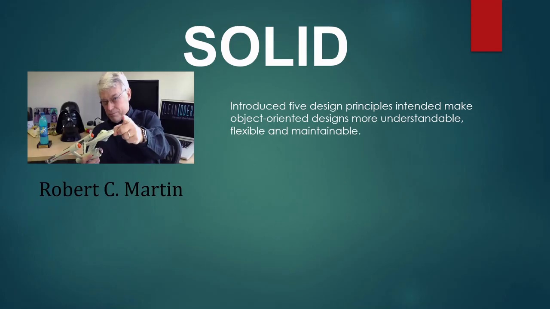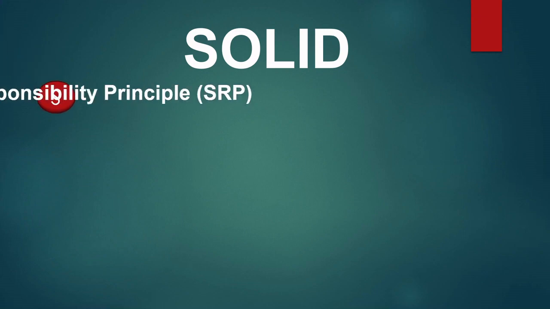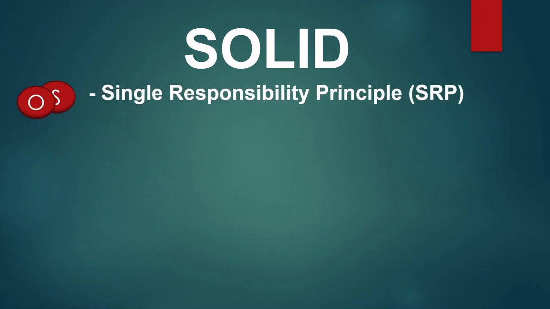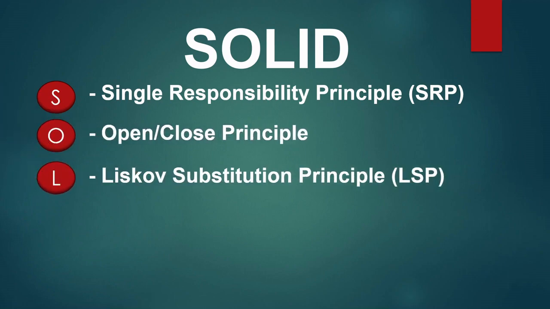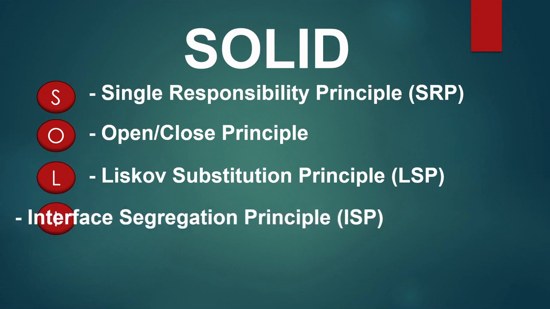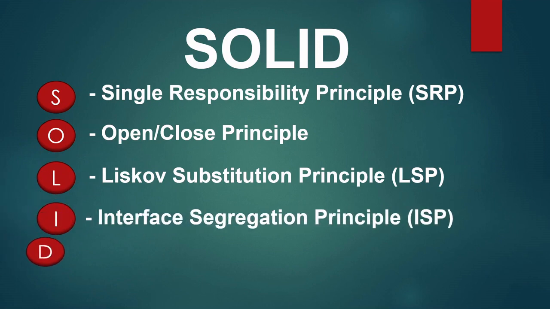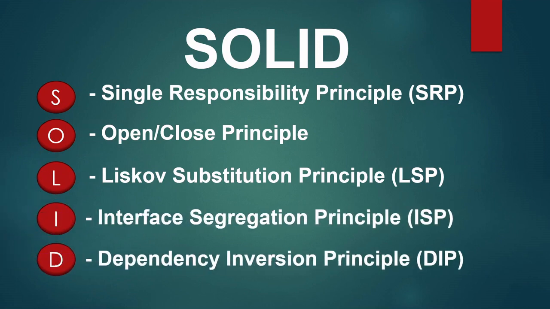Now let's see what are the five design principles available in SOLID. Each letter in the word SOLID represents a single principle. S stands for single responsibility principle, O for open closed principle, L for Liskov substitution principle, I for interface segregation, and D for dependency inversion principle.